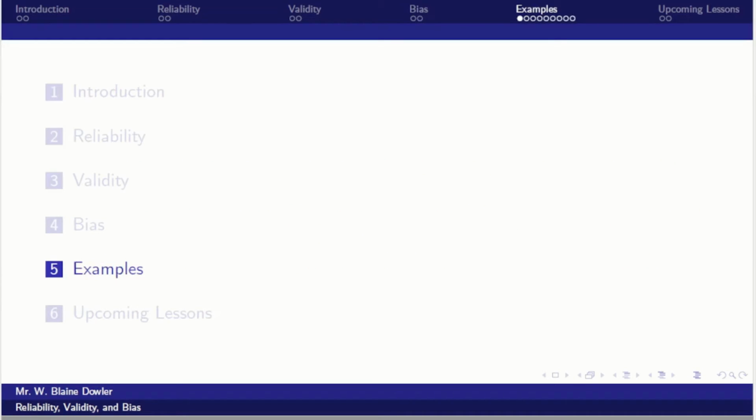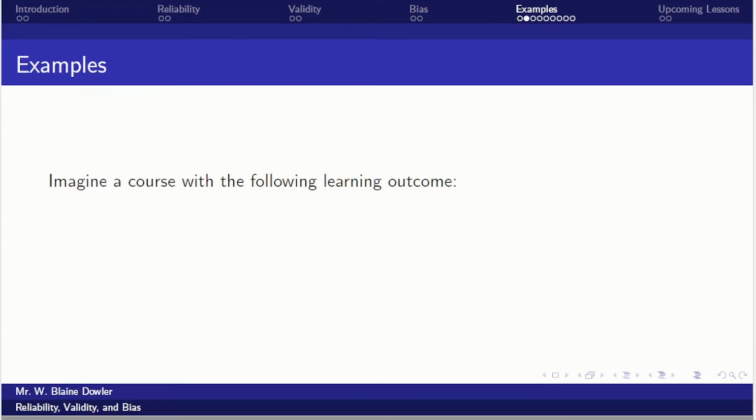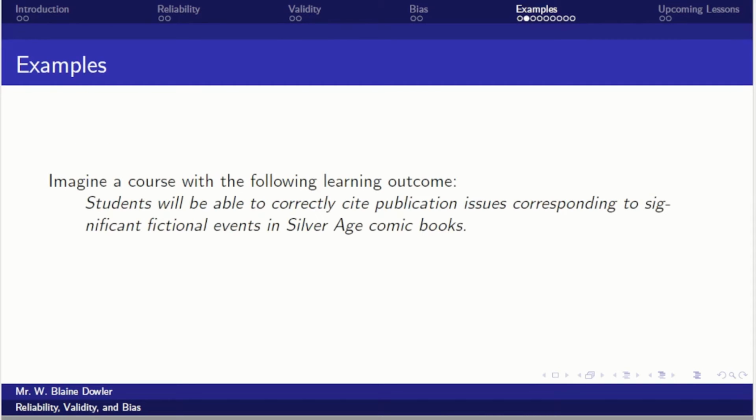So let's look at some concrete examples to help understand these. Imagine that your course has the following learning outcome. Students will be able to correctly cite publication issues corresponding to significant fictional events in Silver Age comic books. So how can we build a good assessment item for this particular outcome?